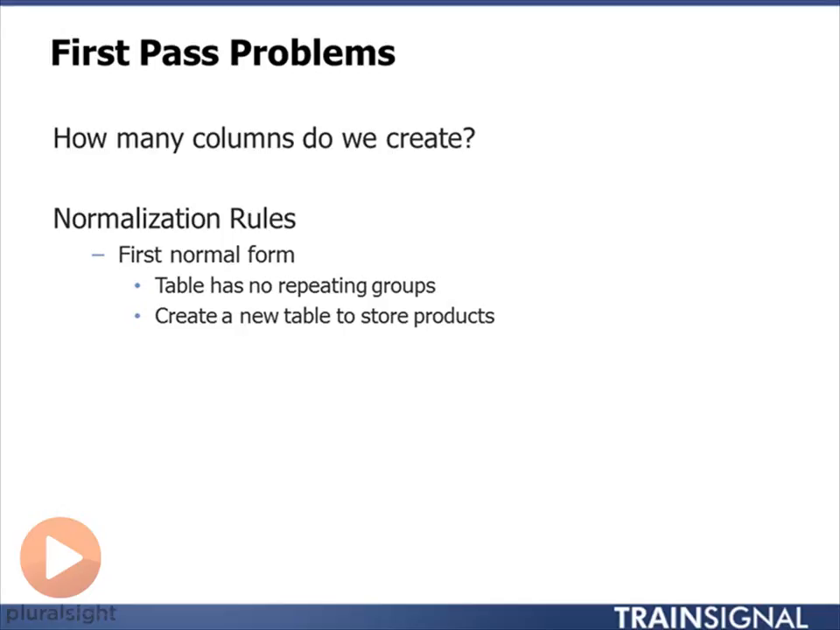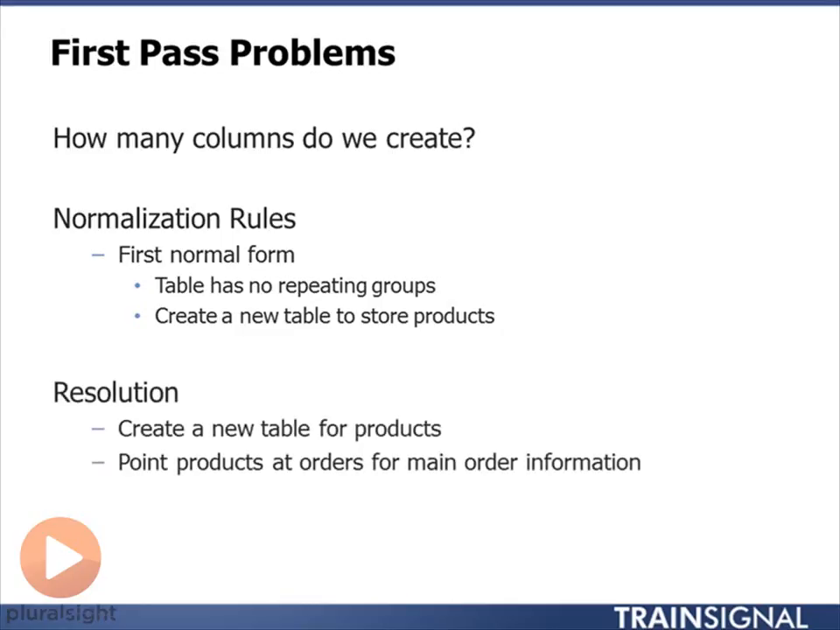So how are we going to handle this? Well, what we want is we want a separate table to store our products. And then what we're going to do is we're going to point our orders at the products table for product information. So how do we solve this? Well, we can solve this specific issue by creating a brand new table for our products and then point the products table at the orders for that order information. Okay, well, let's give that a shot. Let's see what happens.